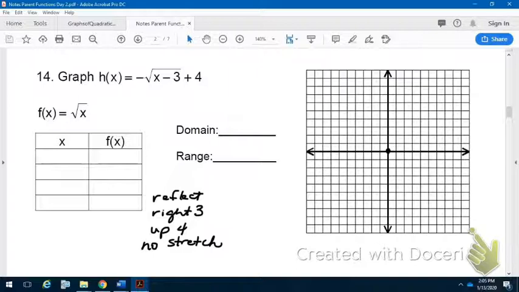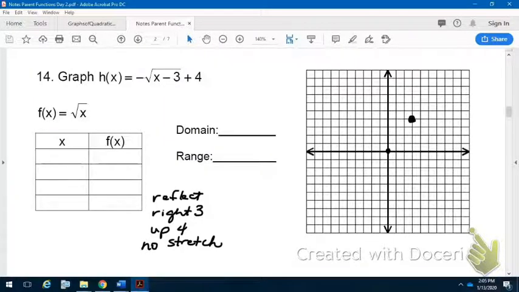We have to find our new vertex. So we're going to go right 3 spaces, 1, 2, 3. And we're going to go up 4 spaces, 1, 2, 3, 4. And there's our new vertex. Right 3 and up 4.